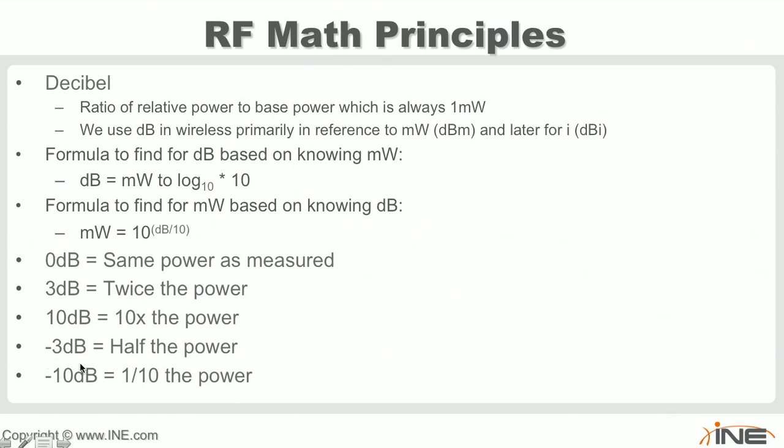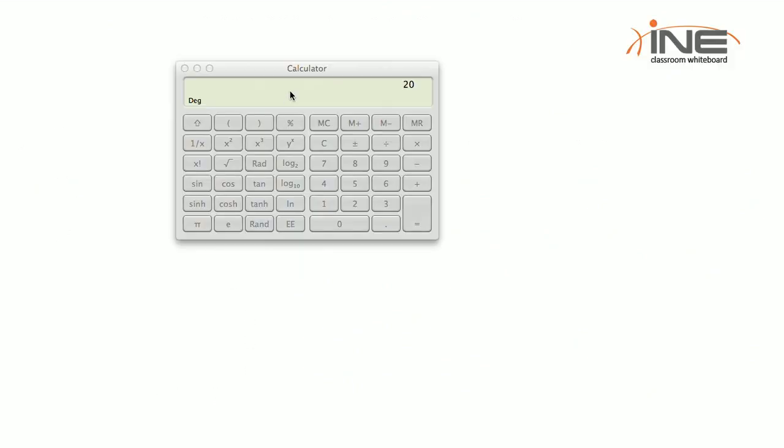If I subtract 3 dB, I halve the power. Anyway, if I subtract 10 dB, then I create 1/10 the power. So let's go back to the calculator.